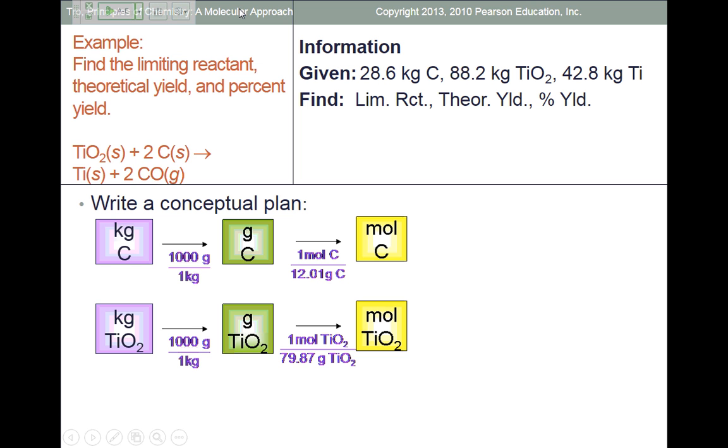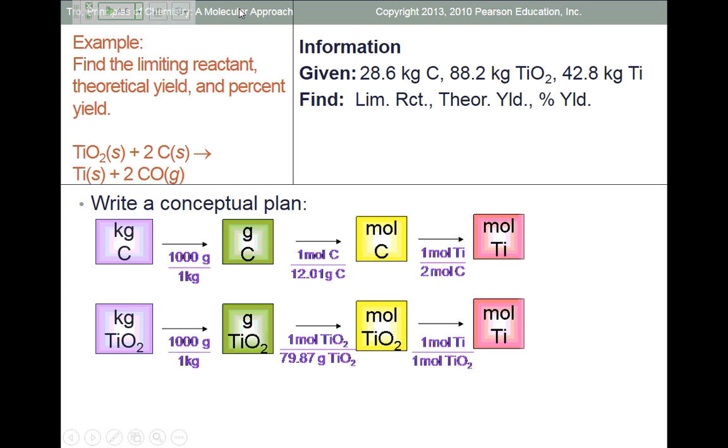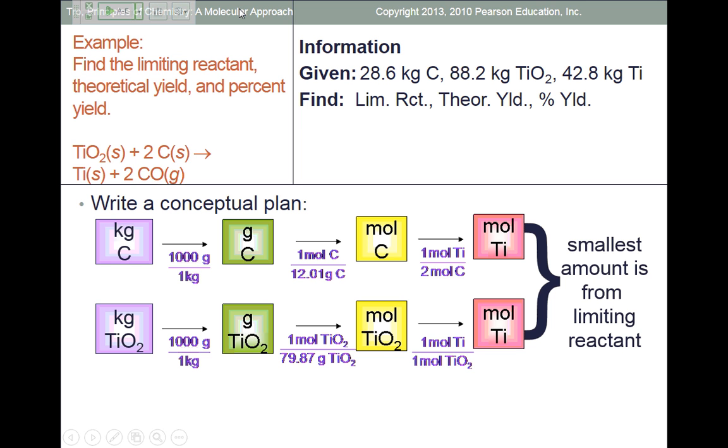So we have 2 moles of carbon equals 1 mole of titanium. And then we have 1 mole of TiO2 equals 1 mole of titanium. So that's just our coefficients. So we'll use that conversion to figure out our moles of titanium. Once we have those 2 numbers, whichever of those 2 numbers is the smallest amount, that's going to be our theoretical yield. And our limiting reagent is the starting material that gives us our smallest moles of our product. And then once we have our theoretical yield, then we can figure out our percent yield.